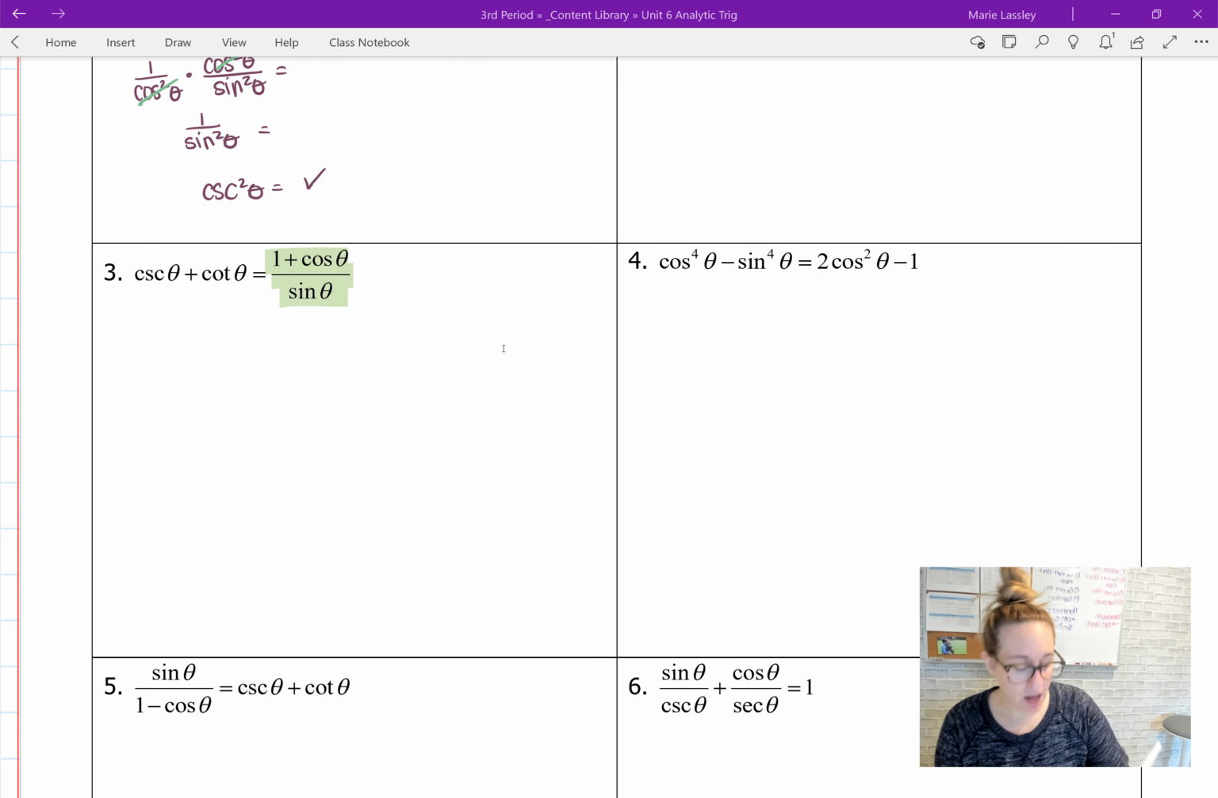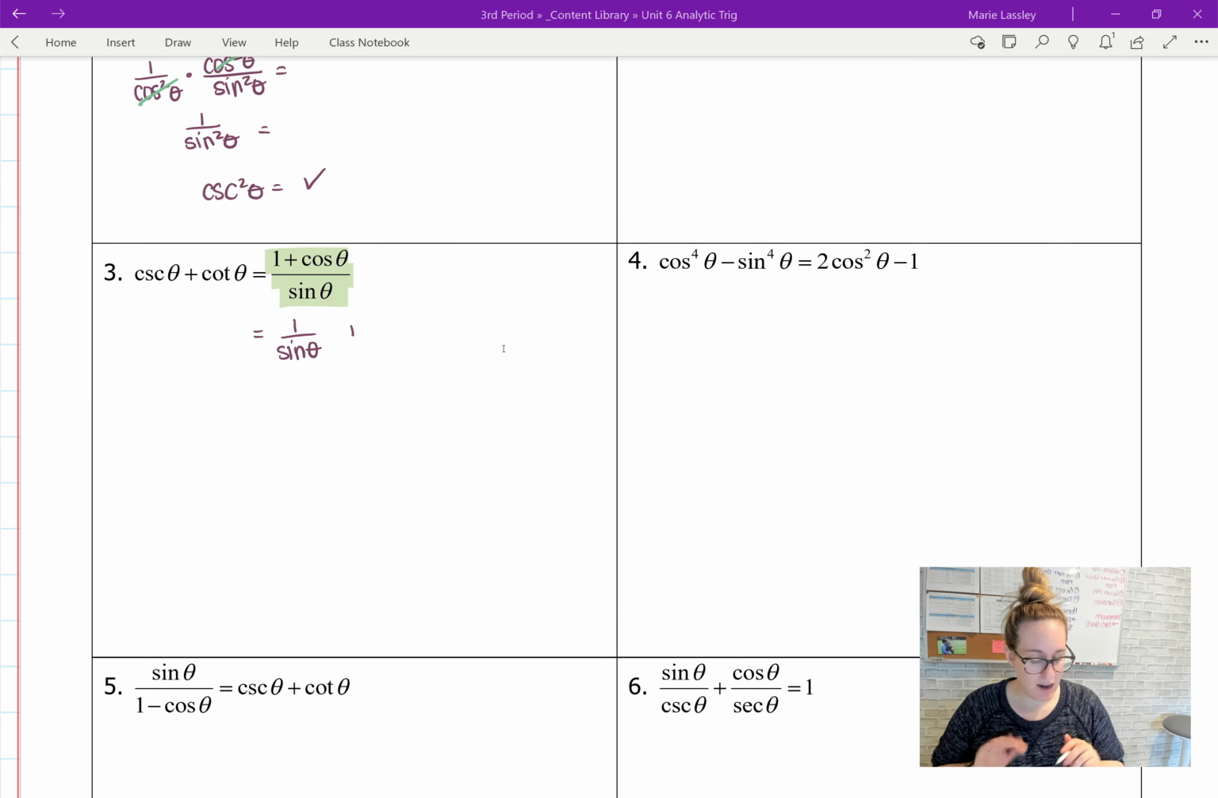Okay, the first thing I'm going to do is take this fraction and split it into 2 fractions, right? So when you have a fraction and you're adding in the numerator, you can rewrite it as 2 separate fractions. So this can be rewritten as 1 over sine theta plus cosine theta over sine theta, right? So I just split that in 2.